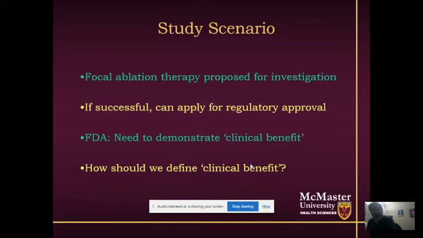Now, if this was successful, the lead investigators wanted to apply this for regulatory approval, whether through Health Canada in Canada or the FDA in the US. And so they used the FDA guidance in looking to see what they needed for regulatory approval. And they're basically coming to the conclusion that you need to demonstrate clinical benefit. That's what the FDA guidances say. And so the question really comes down to, how do you define clinical benefit, particularly in this population?